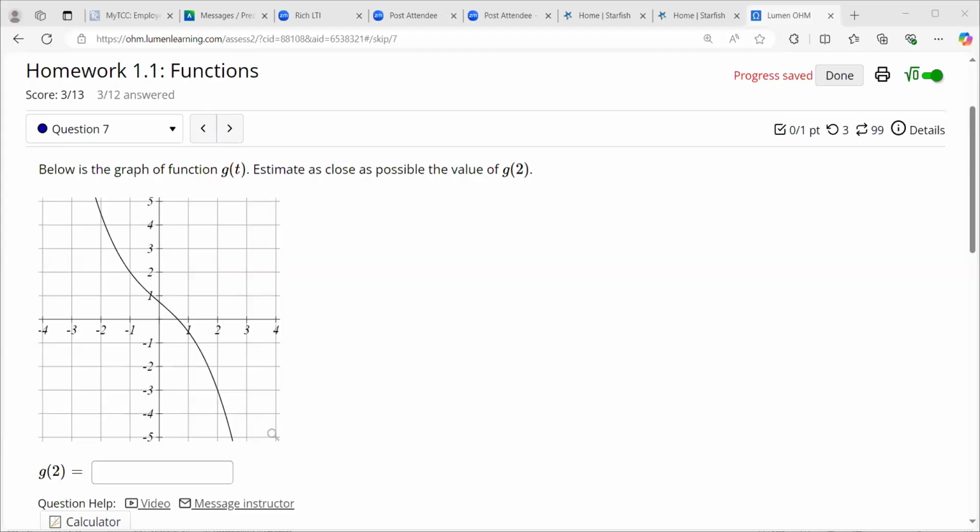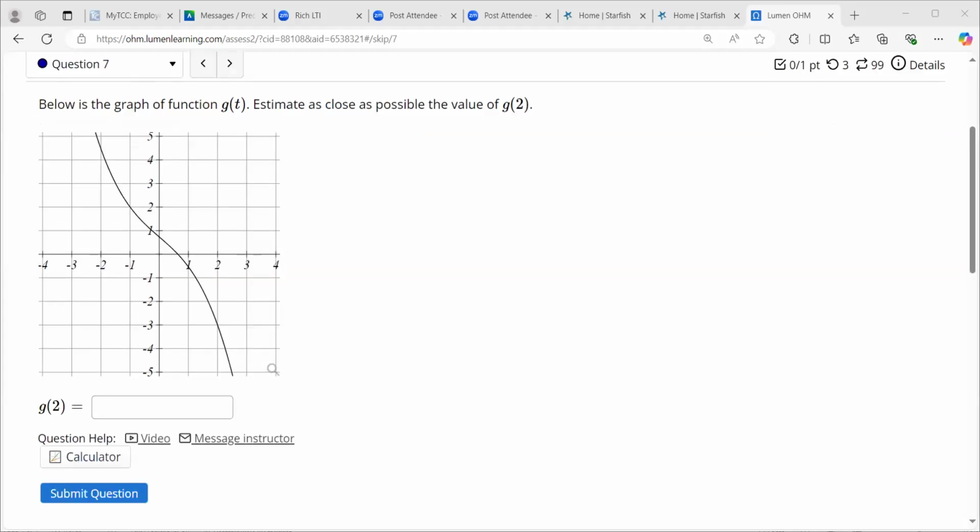All right. Below is the graph of a function g of t. Estimate as close as possible the value of g of 2. We need to understand the notation here, g of 2. Do you agree the 2 here is the input? Remember, input is x, right? X is a horizontal scale. The input is on the horizontal scale. Output is on the vertical scale. So basically here, we are looking for the output for this graph when the input is 2.